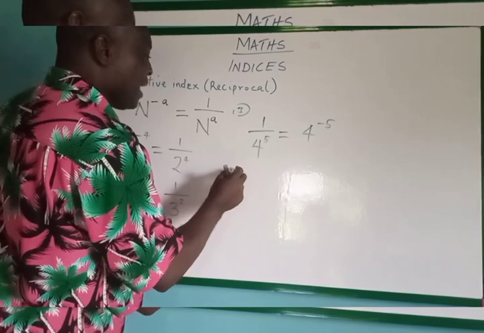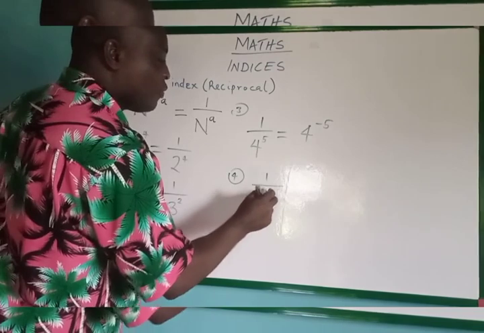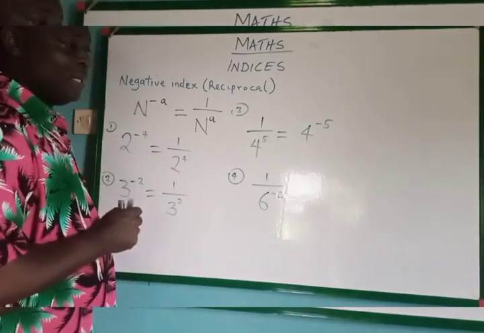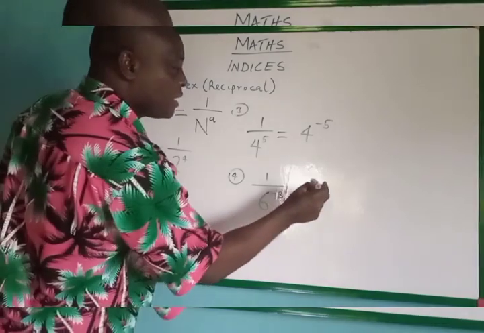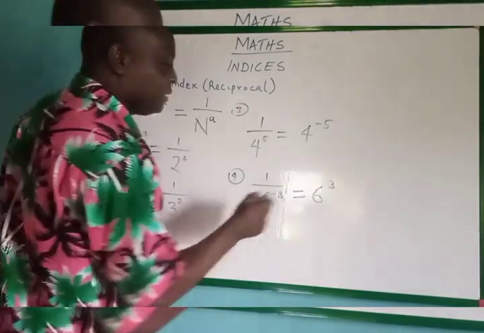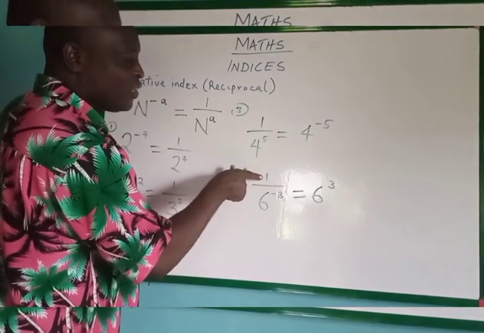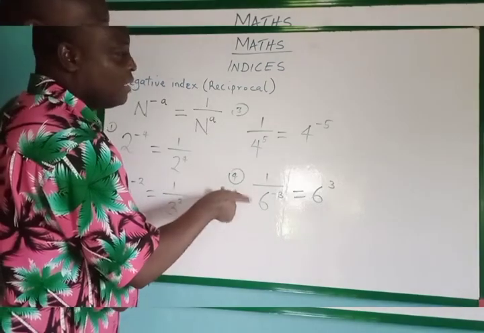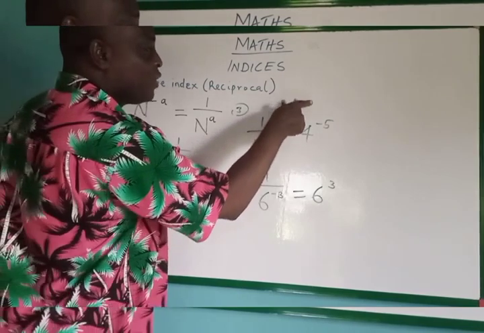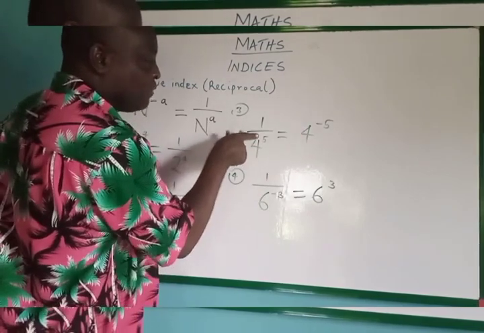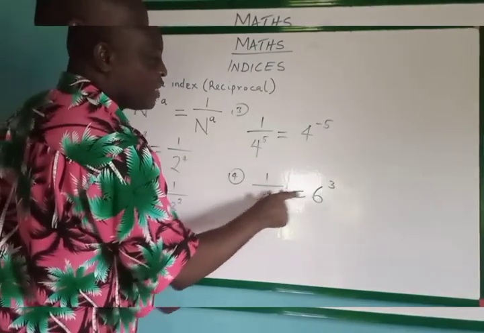So also, if I have another one, for instance, 1 all over 6 raised to power minus 3. Remember, this is negative 3. If you want to get the equivalent, it becomes 6 raised to power 3. It has changed from negative 3 to positive 3 because there is no longer 1 all over. But for the previous one, where there is no longer 1 all over, the positive 5 changes to negative 5.